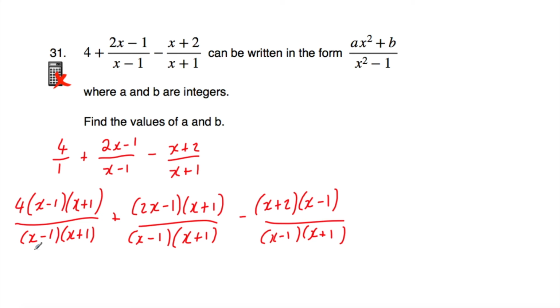Okay, so we've now got three algebraic fractions with the same denominators. Now let's see what we're trying to do. We're trying to get them in the form of ax squared plus b over x squared minus 1. Now if we have a look at these denominators, if you expand these brackets, x minus 1 and x plus 1, you will get x squared minus 1, because x times x is x squared, x times 1 is x, and minus 1 times x is minus x, and if you add them together you get 0, and then minus 1 times 1 is minus 1. So whenever you expand these brackets, you will just get x squared minus 1 on the denominators.